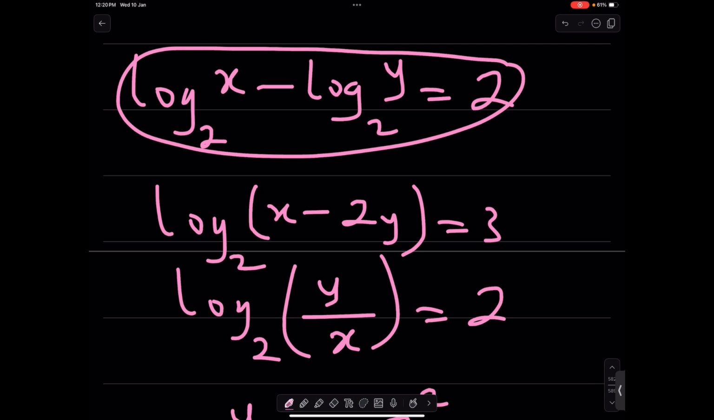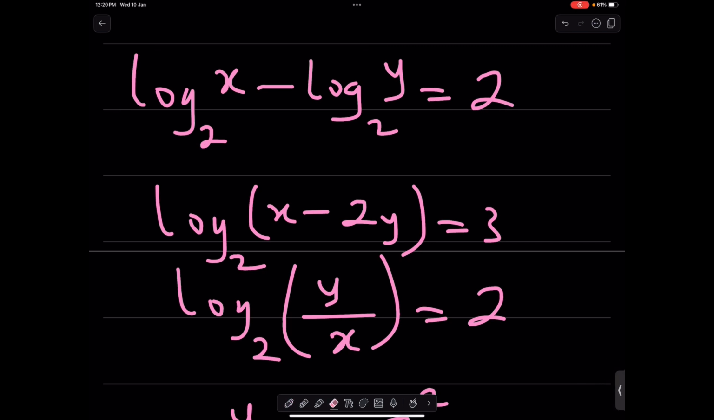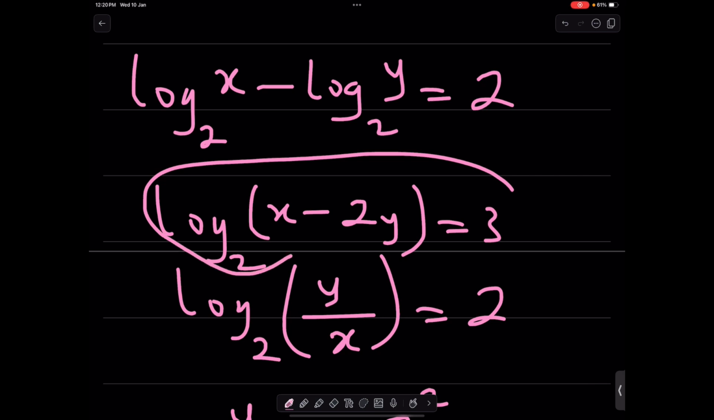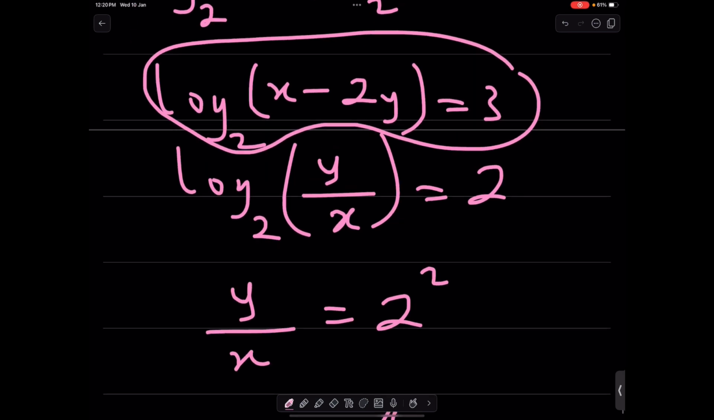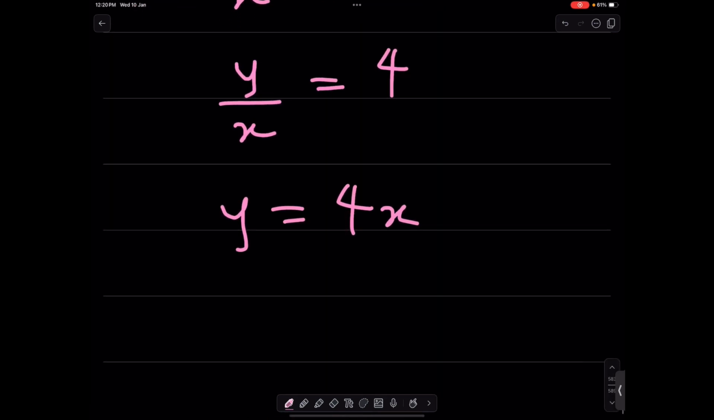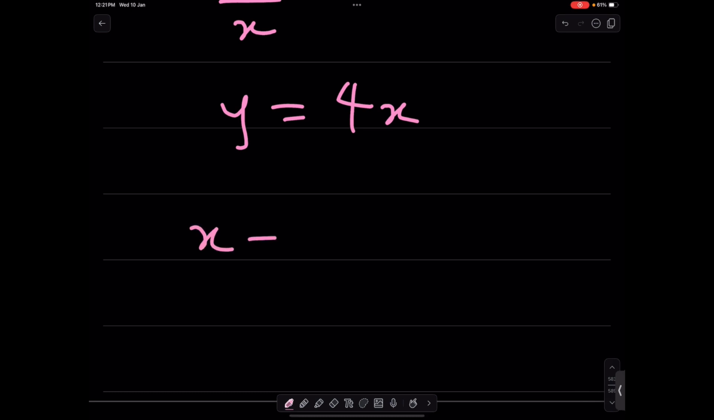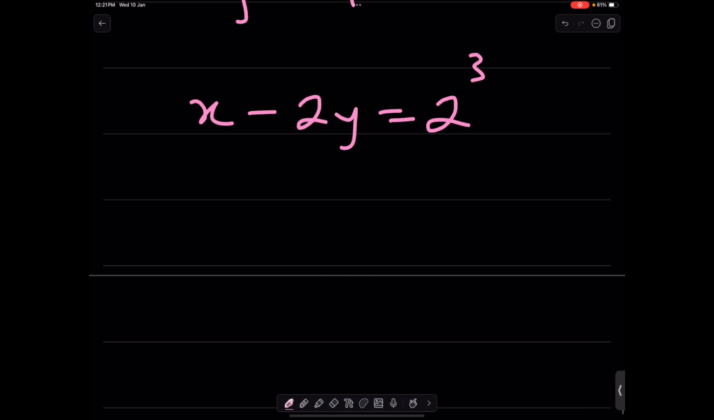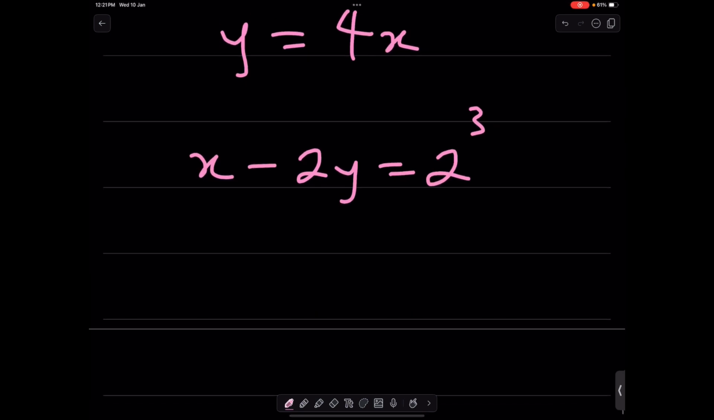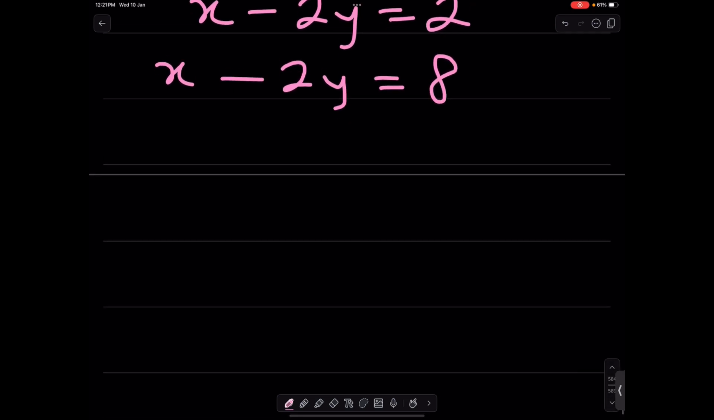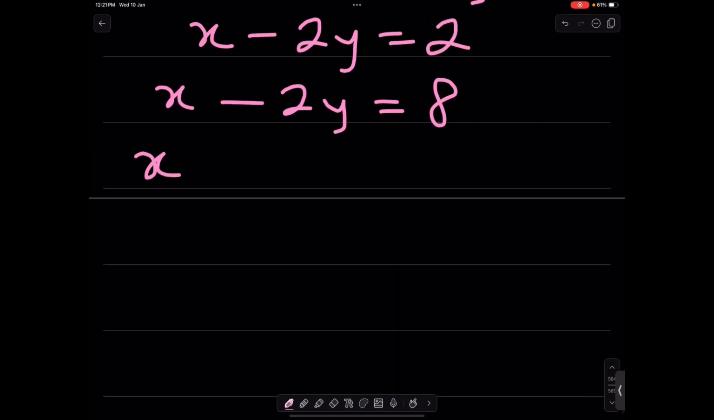We can write the second equation, which is this. If you write this equation in index form, what does it become? It becomes x minus 2y equals 2 raised to power 3. And that simply means x minus 2y equals 8, which simply means x minus 2.